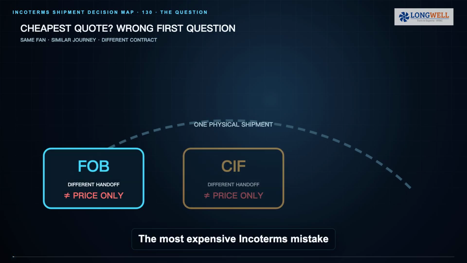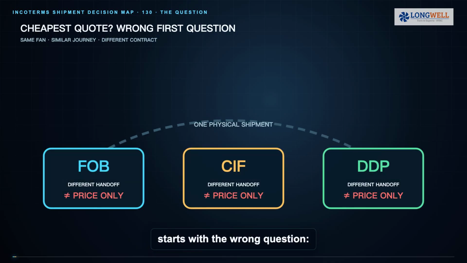The most expensive Incoterms mistake starts with the wrong question: which quote sounds cheapest? FOB, CIF and DDP are not three shipping price bundles. They are allocation rules for delivery, risk, selected costs, and formalities.